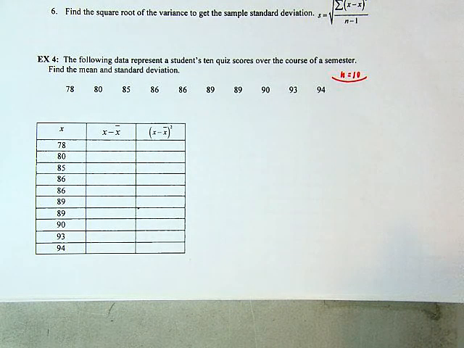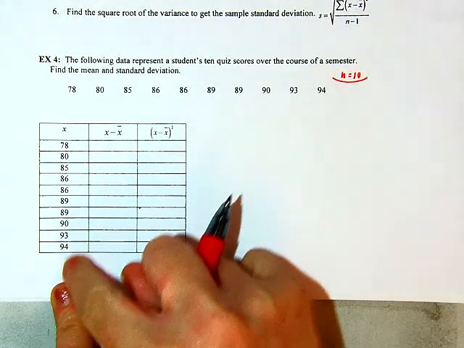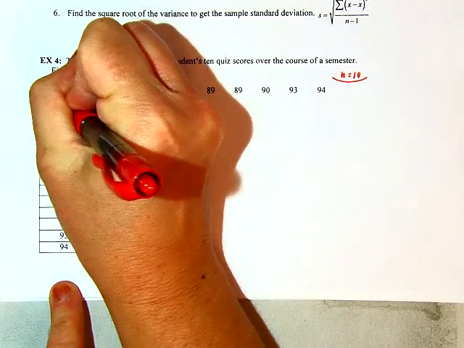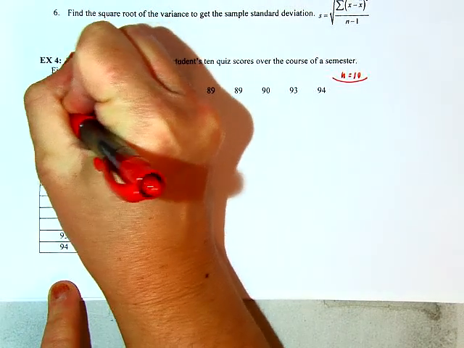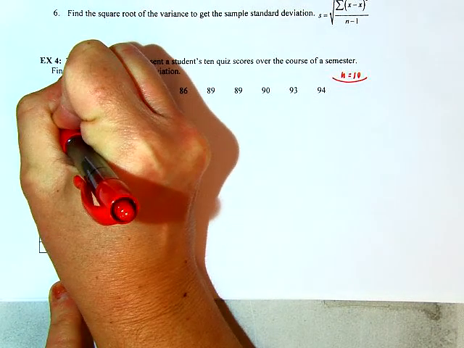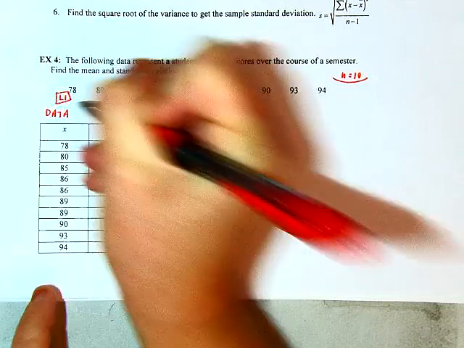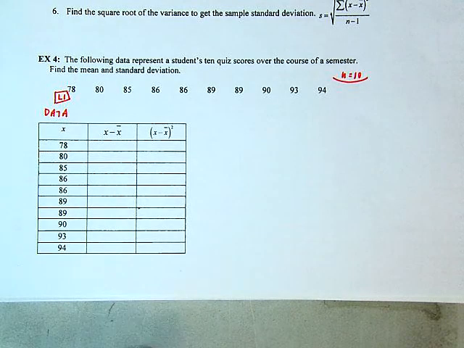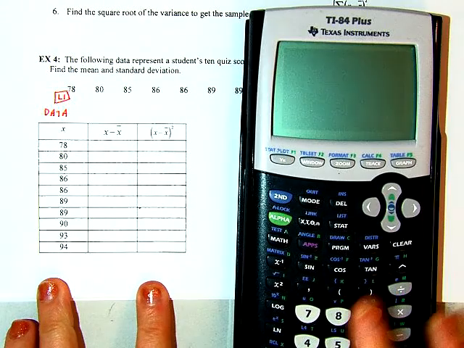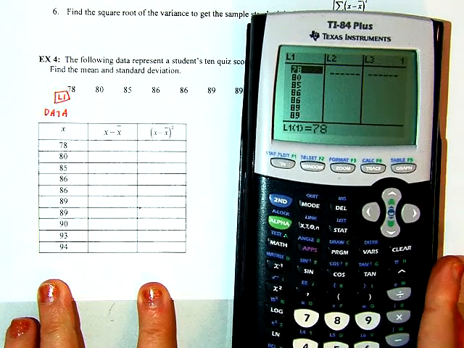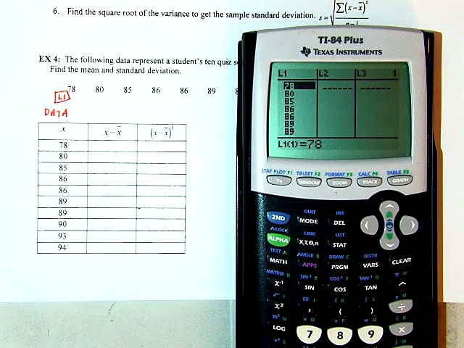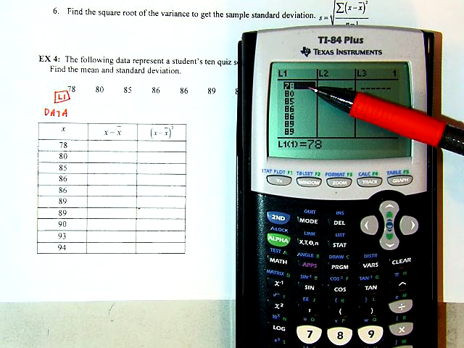Okay, we have to first get to our mean. So I'm going to start us off by plugging all of this data into L1. L1 should have all of our raw data, and in this case we're talking about quiz scores. Let's see if I already typed it in. I think I did. Oh yeah, there we go. So here is all of my data in L1. The first thing I have to do is get my mean, so I need to figure out the sum of all of my data in L1.